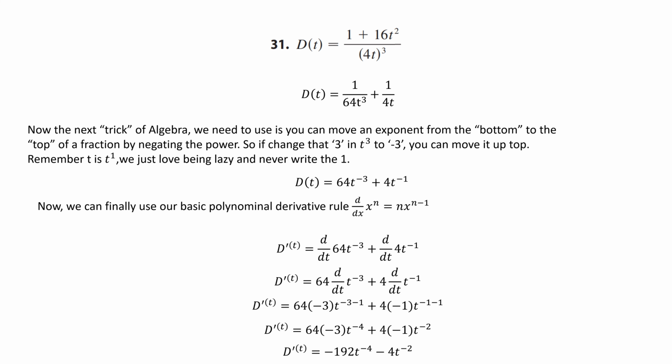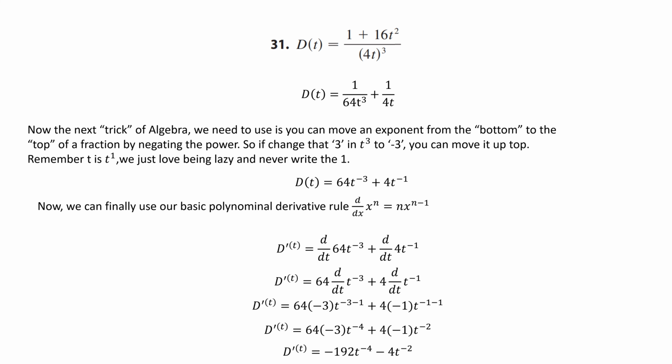Okay, so with this slide here, basically the trick of algebra and the way that we move that t cubed up the top is if you change the 3 in that t cubed from positive to negative, it moves it from the bottom to the top, or from the denominator to the numerator, depending on if you want to use more mathematical terms. And of course, remember that t is really t to the power of 1. We just love being lazy, and we never really write that 1.